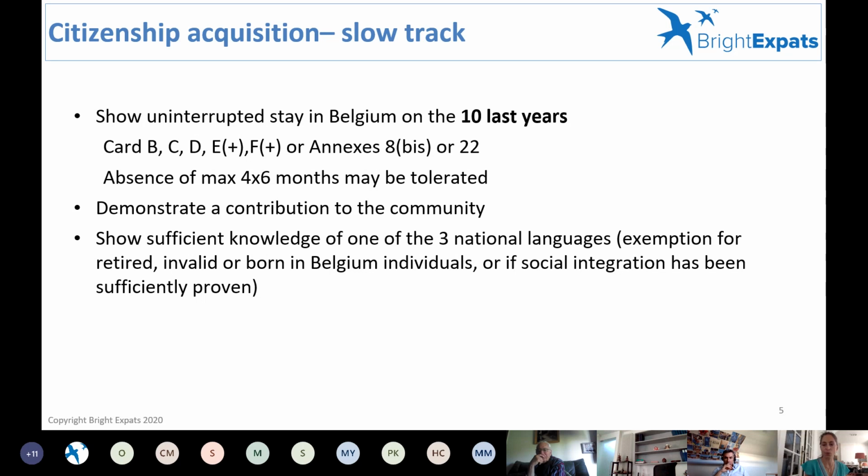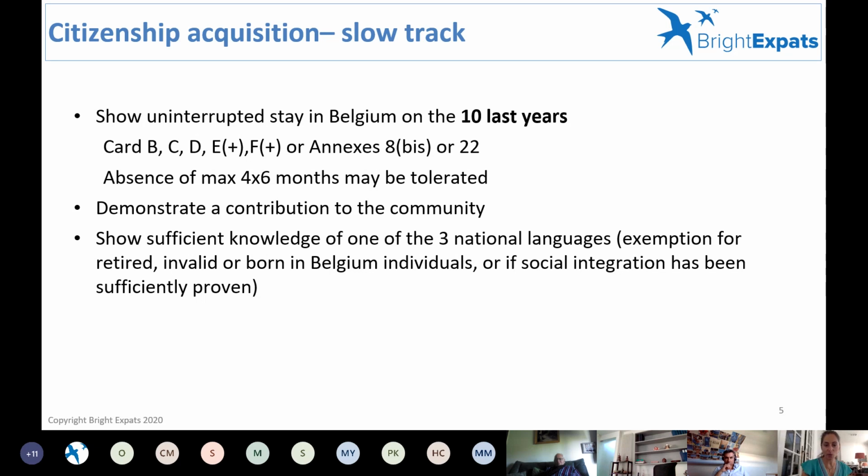And equally to the previous track, retired, invalid, or born in Belgium individuals will be exempted from those conditions. And even if you can show that you have integrated enough, then the authorities might consider that you do not need to show your knowledge of the languages. Again, all those pieces and your file in the town hall will be assessed before the application is submitted. So you can contact Massimo or myself to have a first assessment of your file before you submit it, or just rely on the assessment of the town hall officer.